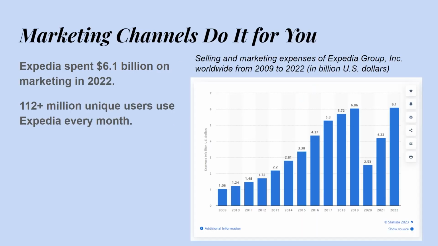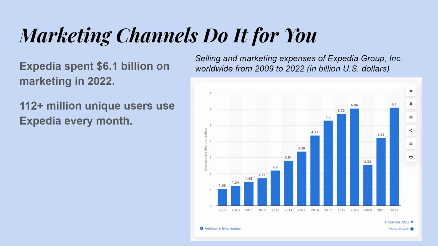This is why properties use marketing channels. They do the marketing for you, and they only take a commission when it pays off for your business. How much money does Expedia spend on marketing? Well, according to this data from Statista, last year it was $6.1 billion. Obviously, their marketing efforts aren't geared toward your property specifically, but rather toward their own platform. But that's how you get discovered.